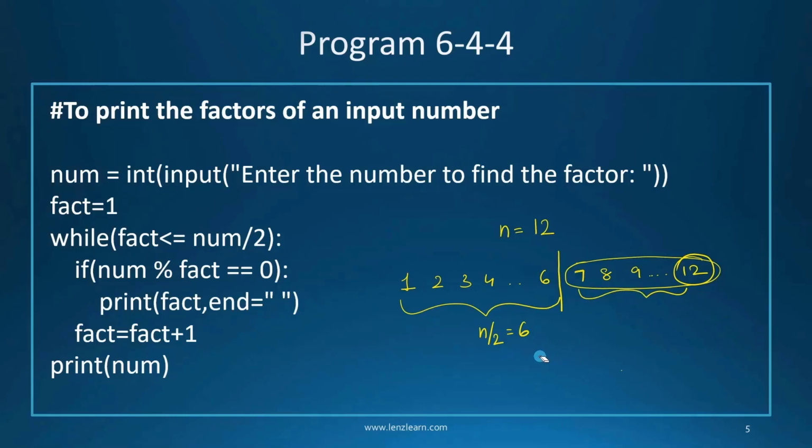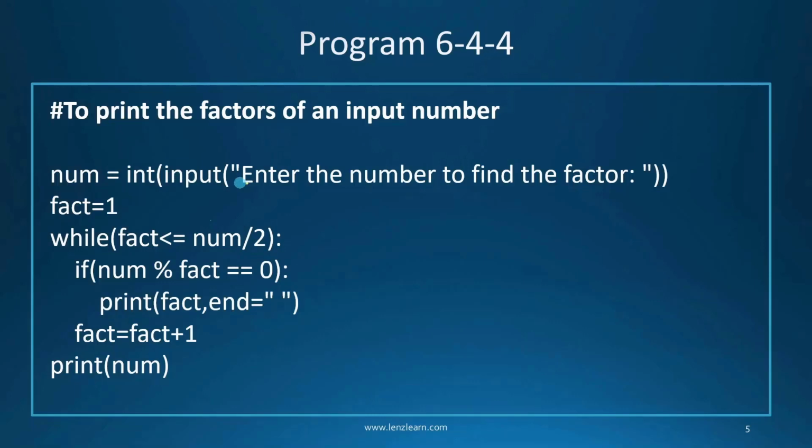For example, if I want to find the factors of 24, so n is equal to 24, which means that n by 2 is equal to 12. So you just have to check all the numbers up till 12 to identify which of them are factors. After 12, starting from 13 all the way to 24, you will not find any factors except the number itself, 24, right? So this is the fundamental logic that we will be using in this program, and that is why you can see here we are running the while loop only up till num by 2. So now let us take an example and run this program.